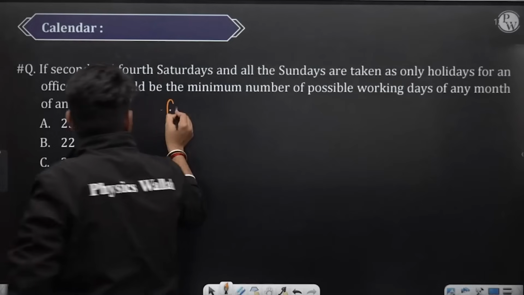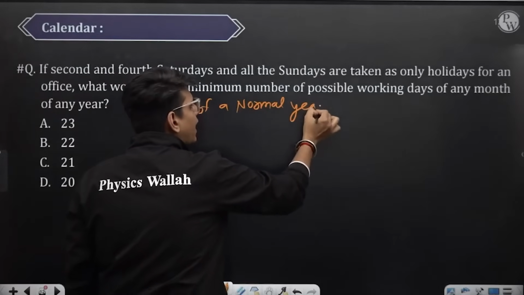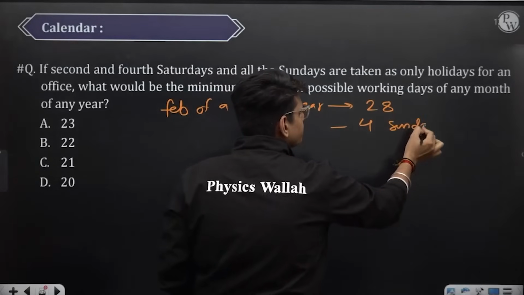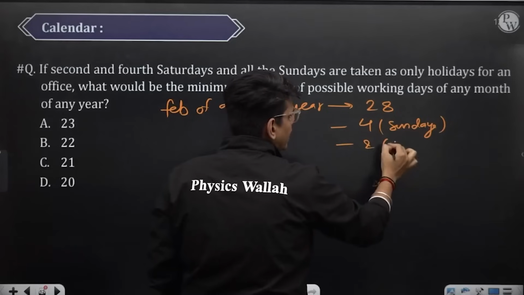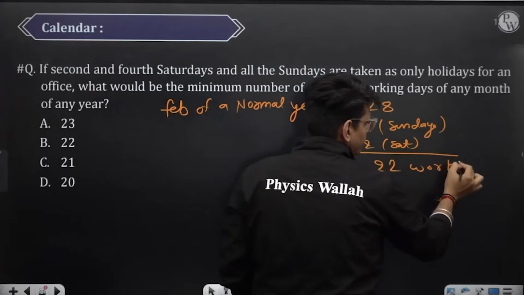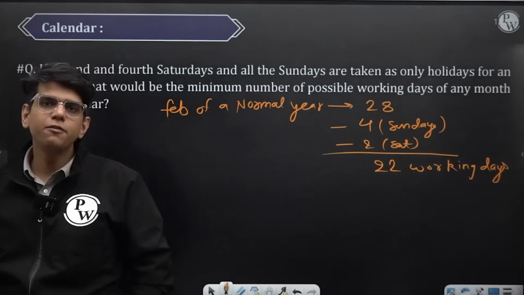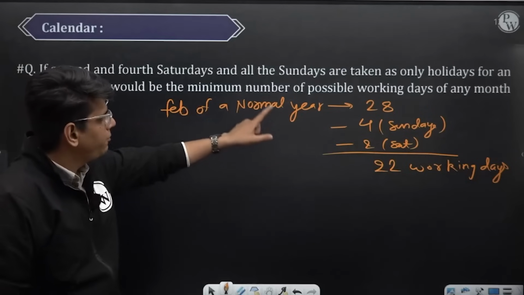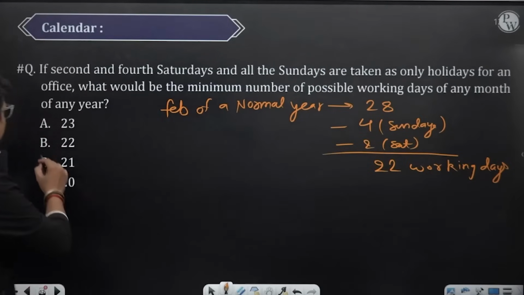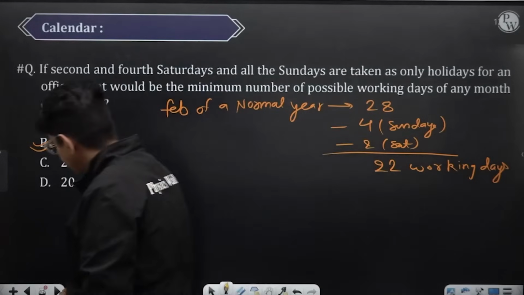So February of a normal, ordinary year has 28 days. Now you remove the 4 Sundays and 2 Saturdays. So you will be left with 22 working days. This is the minimum. The month having the minimum number of days is the February of an ordinary year. If we remove these 6 holidays from this, we will get 22 working days. So the answer for this is 22. Okay, let's move to the next question.